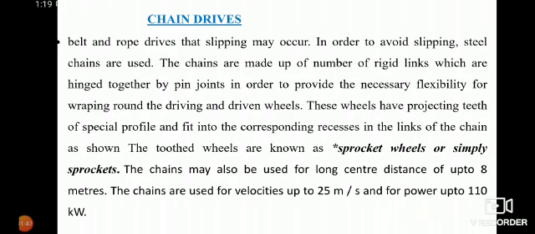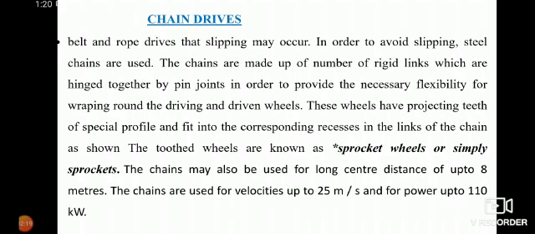In belt and rope drives, slipping may occur. In order to avoid slipping, steel chains are used. The chains are made up of a number of rigid links which are hinged together by pin joints in order to provide the necessary flexibility for wrapping round the driving and driven wheels. These wheels have projecting teeth of special profile and fit into the corresponding recesses in the links of the chain. The toothed wheels are known as sprocket wheels or simply sprockets.